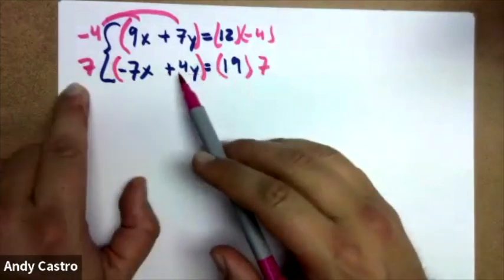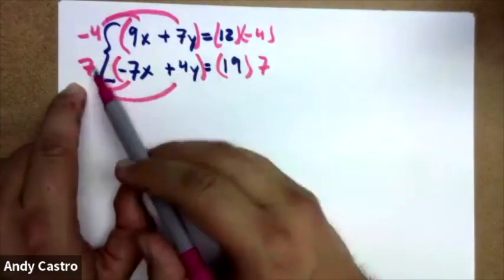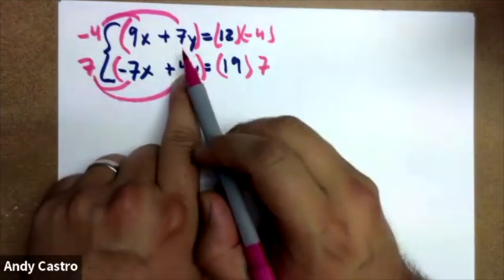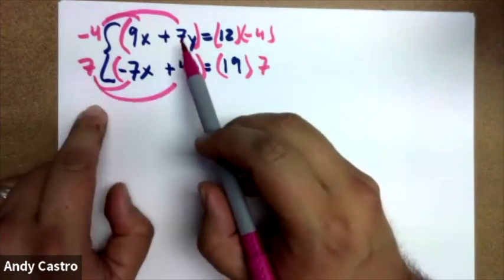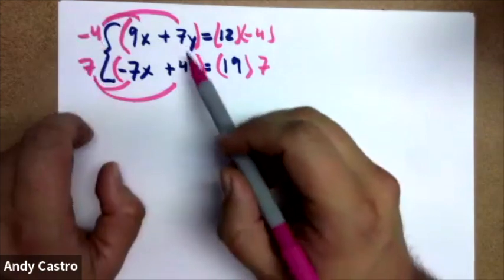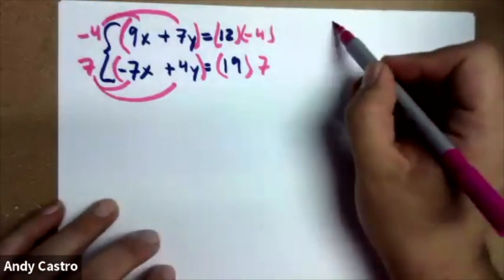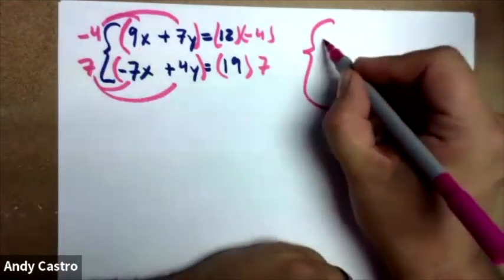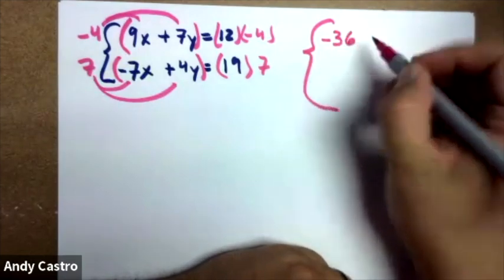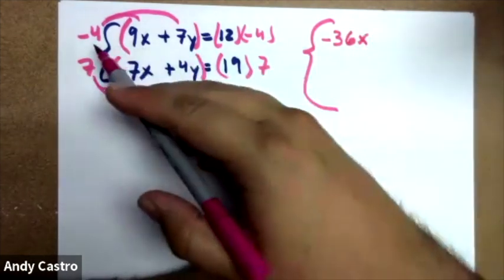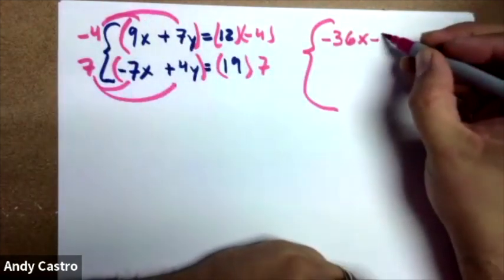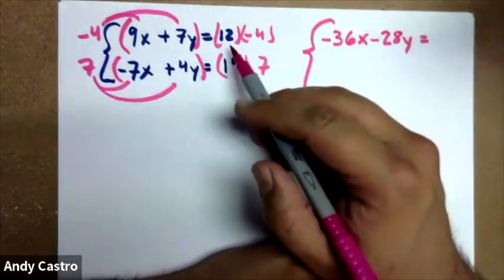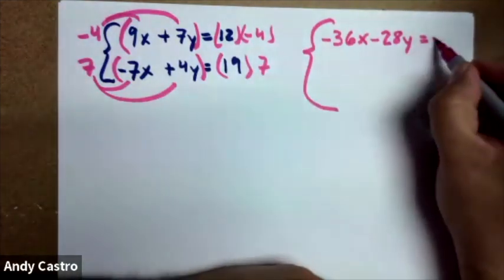Okay, now what am I doing here? Notice that when I multiply this number here by a positive 7, this is going to be 4 times positive 7. This here is going to be 7 times negative 4. Those are then going to become opposite. I'll show you. So here, negative 4 times 9 is negative 36x. Negative 4 times positive 7 is negative 28y, is equal to negative 4 times 12. That's going to be negative 48.